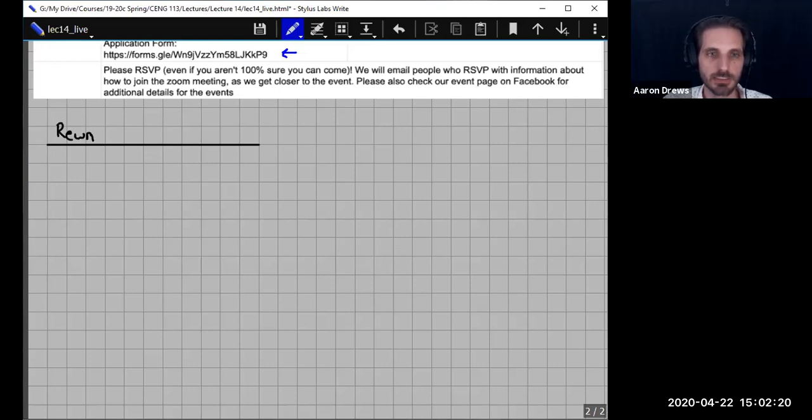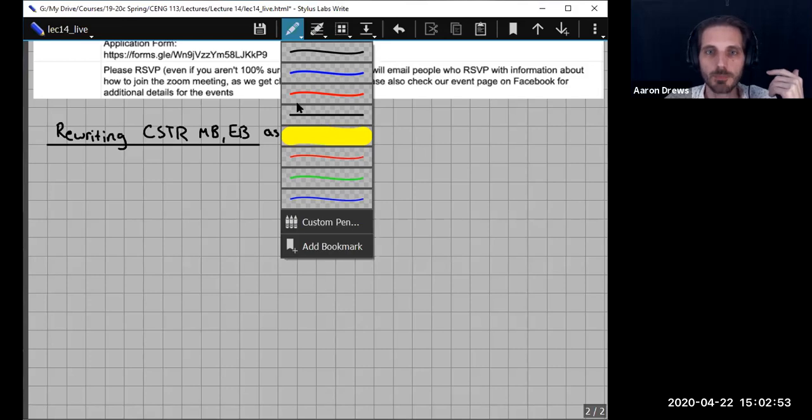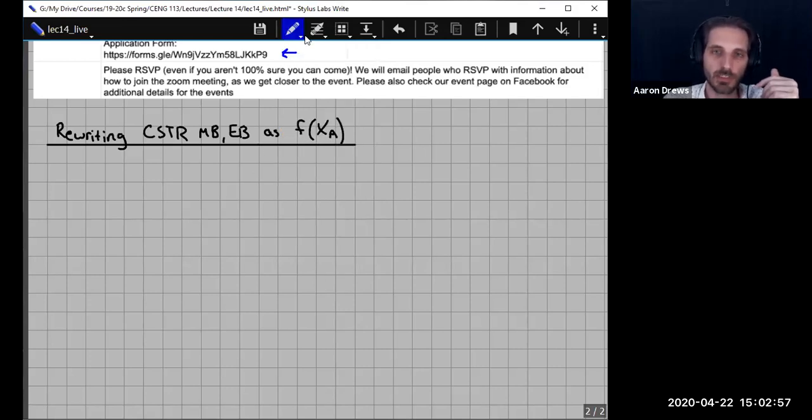So the general idea is rewriting the CSTR MB and EB, the material balance and energy balance, as functions of conversion, right? So function of X sub A. Something that you probably noticed in a fair number of the homework problems up to now, and even in the in-class examples, is that we often end up using conversion as some kind of a helpful tool along the way, right? We want to know how big of a reactor we need to get 50% conversion or something like that. But we always started off with the general material balance, right? And then along the way, we found out, oh, I could also substitute in conversion here and calculate something helpful and then go on with the problem.